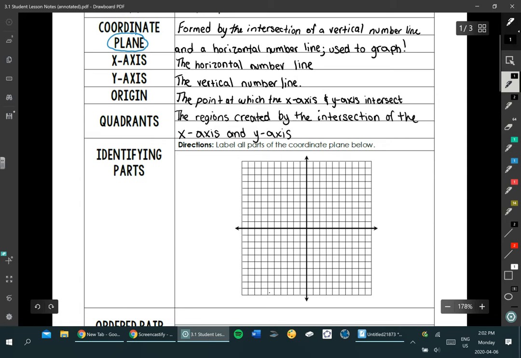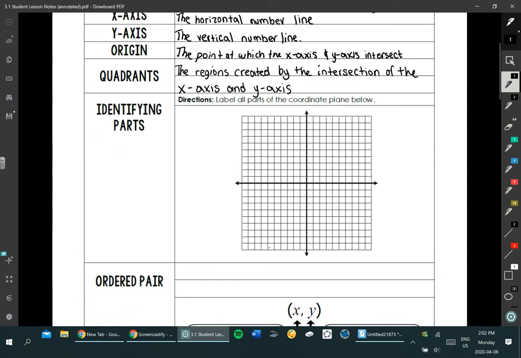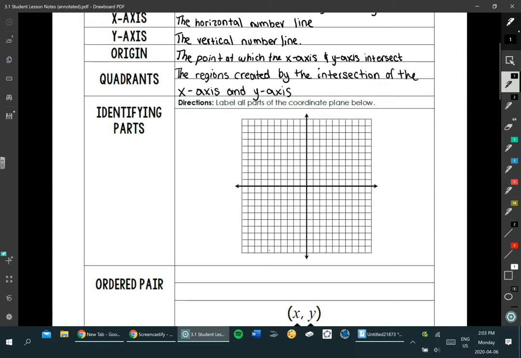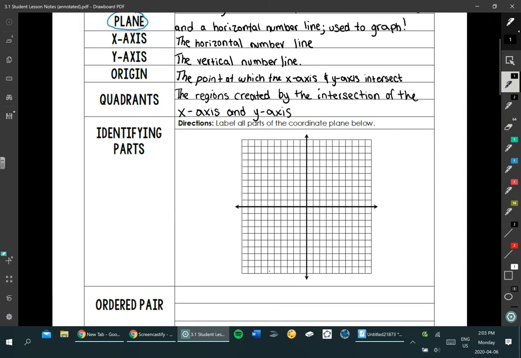Okay, so let's look at our general grid here and identify all of these new vocabulary terms and where they are. Let's start by identifying our x and y axis. Well, our x-axis is the horizontal number line, right? So that means it's this guy. This is our x-axis. All right. And our y-axis, well, that's going to be our vertical number line, right? So this is our y-axis.